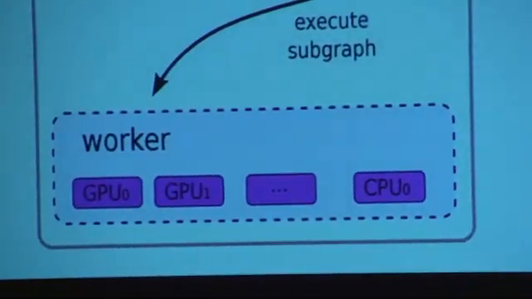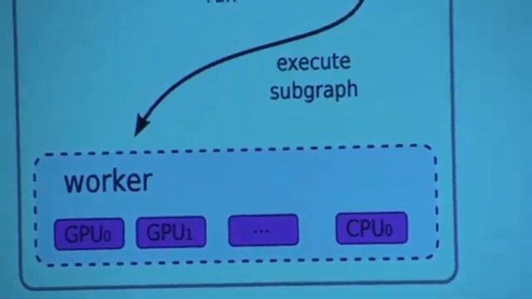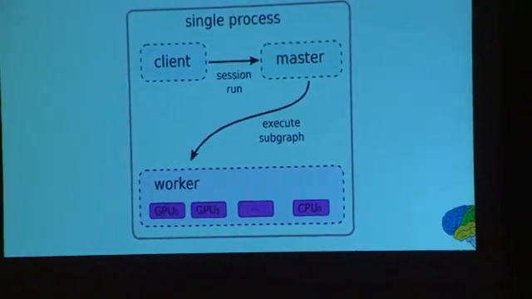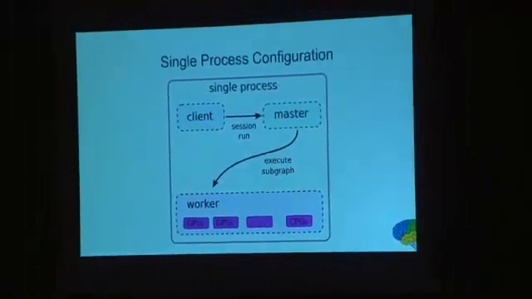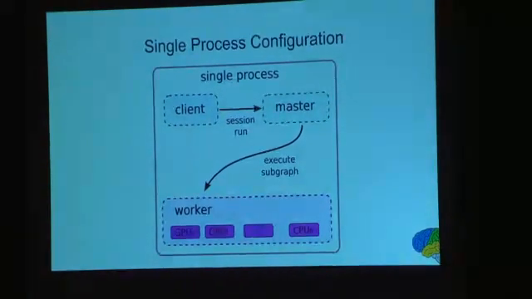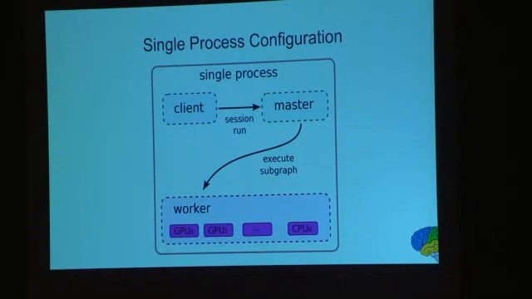So the two different configurations that we support are a single process configuration. This is sort of what's in the open source release today, where you have a client program that's calling through the session interface to extend the graph and then to run bits of the graph. And then there's a master component. In this case, it's not a separate process or anything. It's just another bit of code that's running. And that master has a bunch of devices that it knows about. If your machine has, say, 8 GPU cards and a CPU, then it'll have 9 different devices. And those devices will be told to execute little bits of the subgraph by the master.